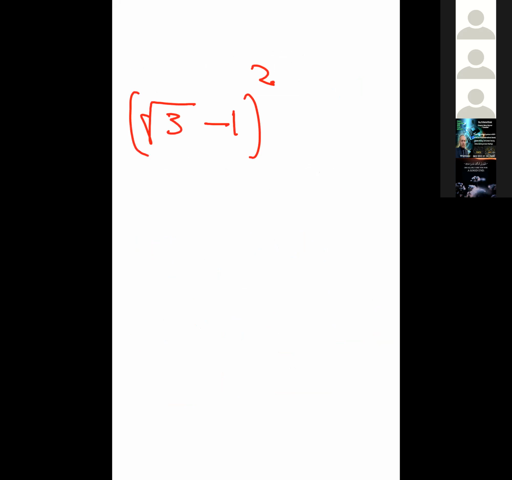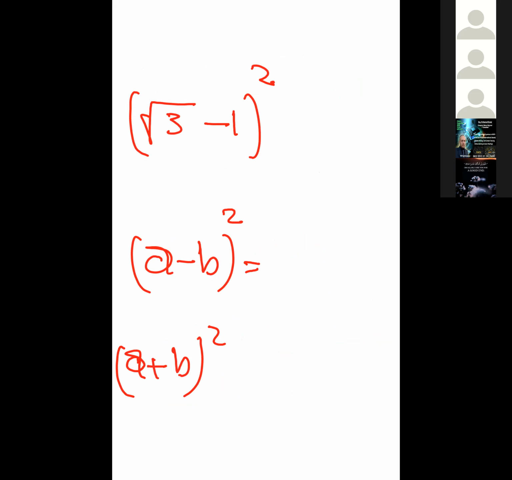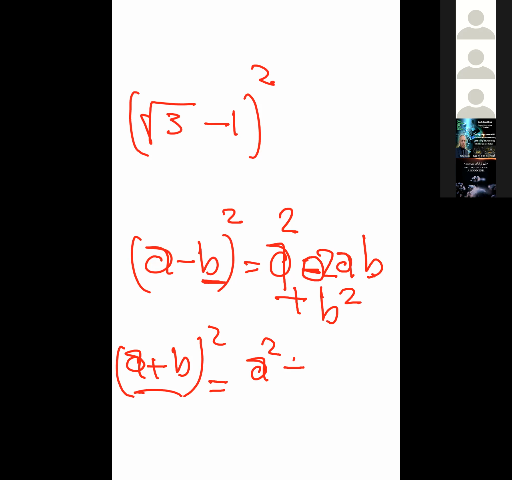We said that there is a rule for a minus b squared or a plus b squared. The first one will equal the first term squared, so a squared, then minus 2 times first times second term, so 2ab, then plus the second term squared, which is b squared. If it's positive, it will be the same, but the sign in the middle will be positive. So a squared plus 2ab plus b squared.